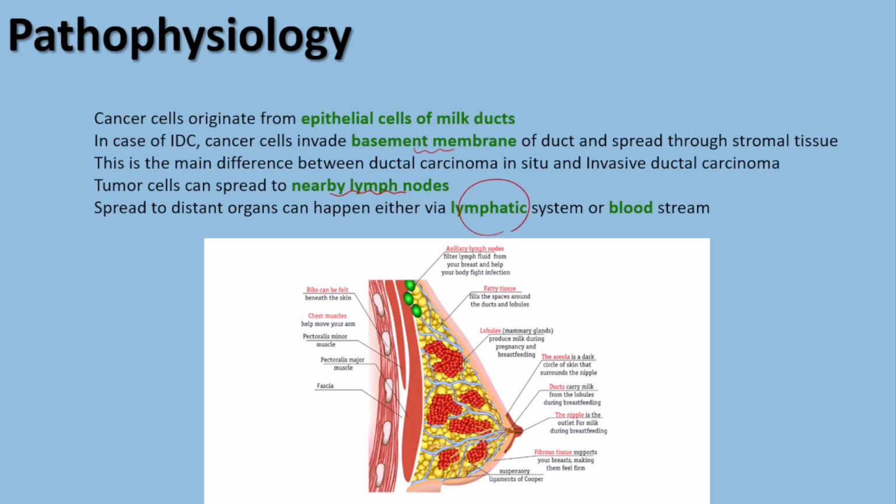Another point about the metastasis of invasive ductal carcinoma is that because of the fact that the cancer cells are invading the basement membrane, they have access to the blood system and blood vessels. So another way to have a distant metastasis in case of invasive ductal carcinoma is via hematogenous spread and bloodstream.